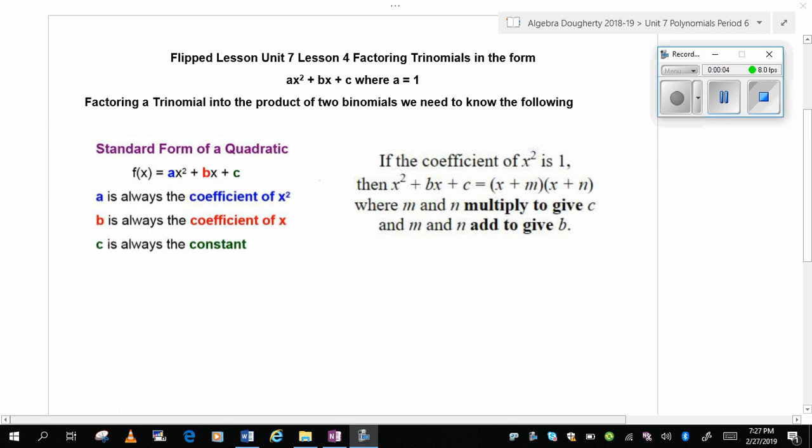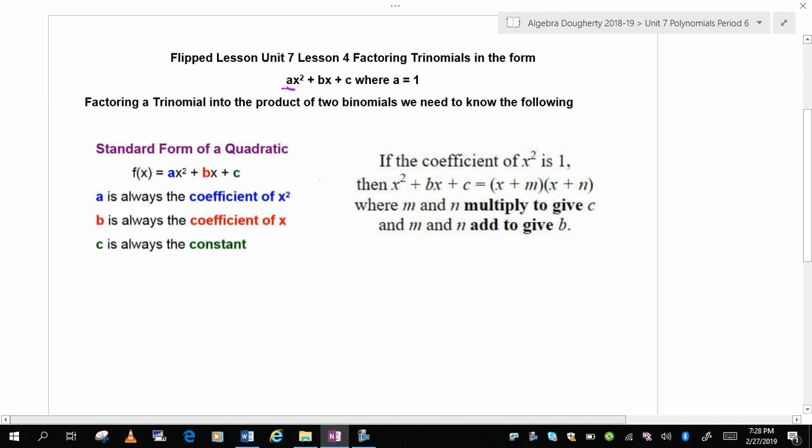Doherty, and our lesson today is on factoring trinomials in the form ax squared plus bx plus c, where a is equal to 1. That means the leading coefficient is equal to 1. Now, factoring a trinomial into the product of two binomials, to do that, we need to know the following.